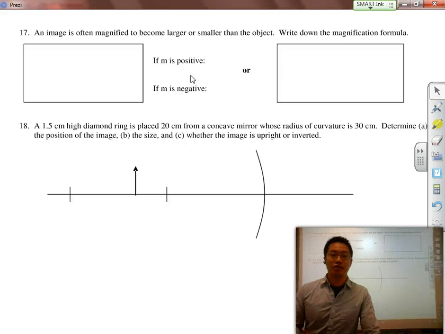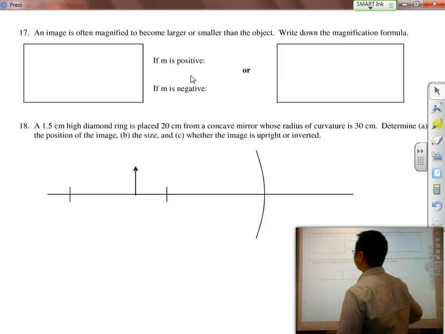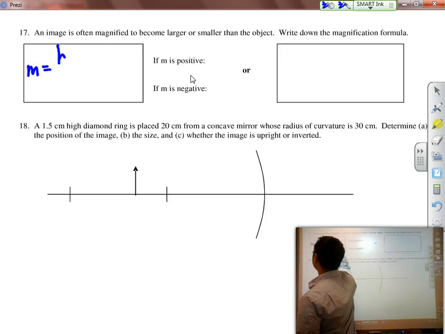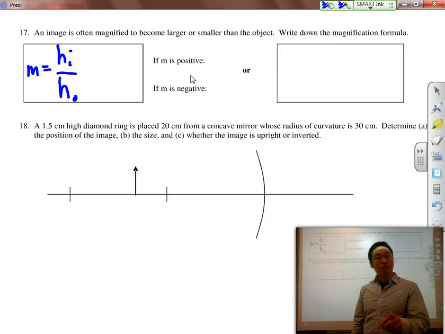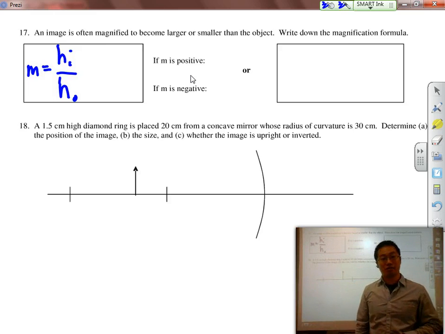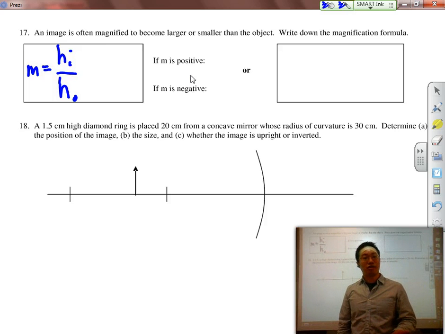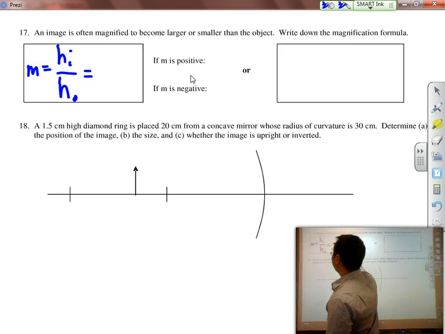And because the size of the image is always being changed, we have to talk about the magnification. Magnification is simply a ratio: how big the image is as compared to how big the object is. So it's very straightforward, a ratio between the image and the object. But remember, as I said before, the image size is directly related to the image distance, meaning the larger it is, the farther away it is from the mirror. The smaller it is, the vice versa. So we can also write out negative di over do.